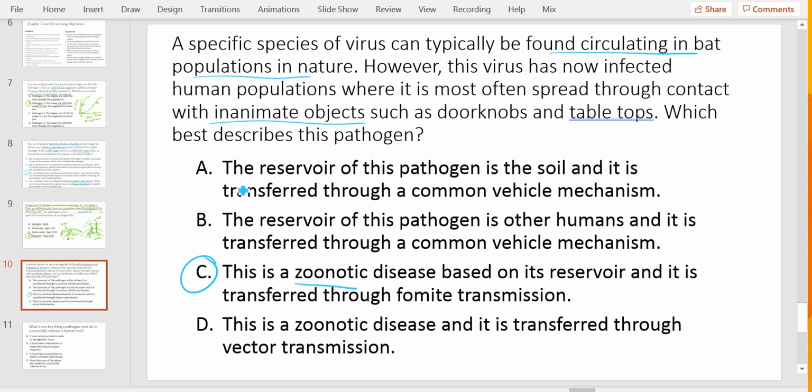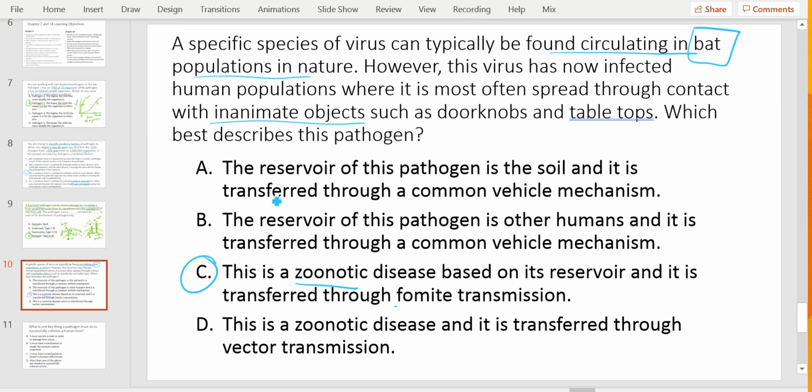Okay. This is a zoonotic disease because it's typically found in nature in bat populations. Zoonotic diseases are ones that have jumped from an animal into a human. And remember, the reservoir is just where it's naturally found. And so this is a virus that naturally lives in bats, but it has now jumped to humans. You can also have pathogens that, say, naturally live in the water supply, so their reservoir is the environment. And you have other pathogens that are only found in humans, and so their reservoir is actually the human body itself. And then we want to know about transmission.